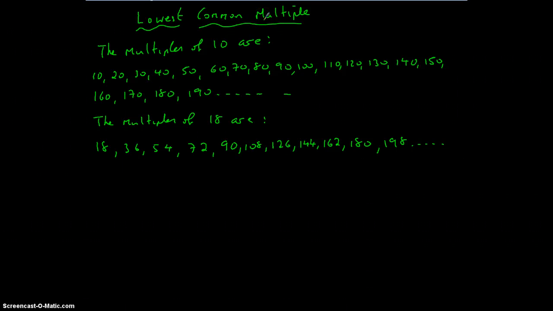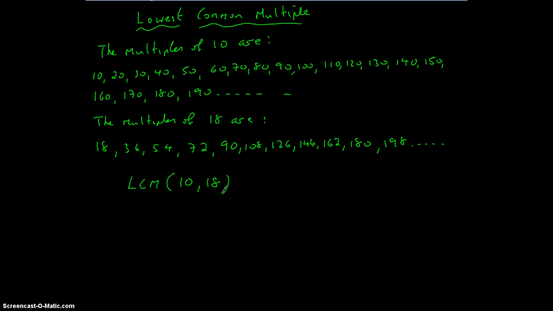So, multiple. Well, here we've got the multiples of 10: 10, 20, 30, 40, 50, 60, and so on, and it goes on and on forever. I've also written down the multiples of 18, and again these will go on forever. But the question is asking us, for example, for the least common multiple of 10 and 18.